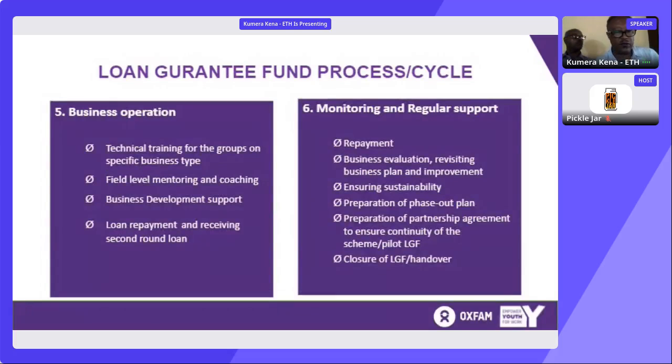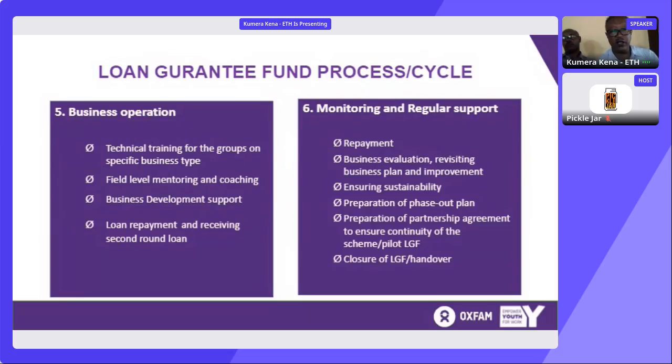After loan disbursement, the fifth component will continue. In this component, we have around 4 major activities. The first one is providing technical training for the group on specific business types. The next one is field level monitoring and coaching. Business development support continues, and loan repayment and receiving the next loan will proceed.